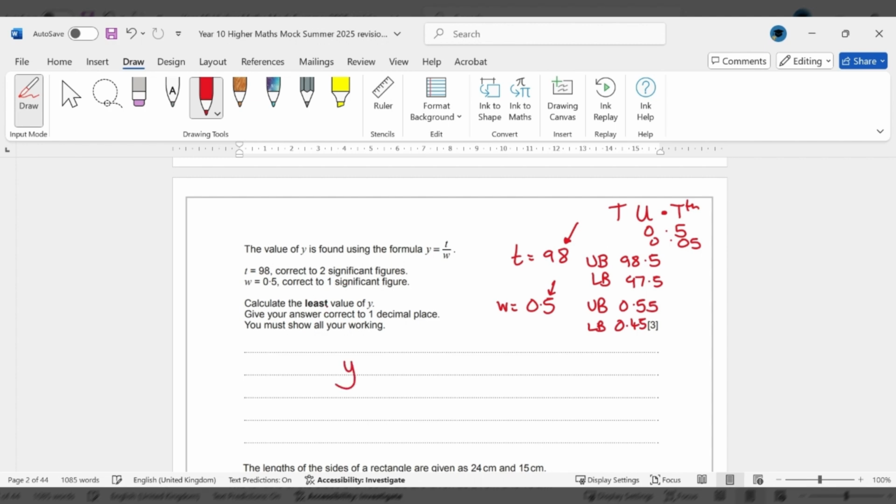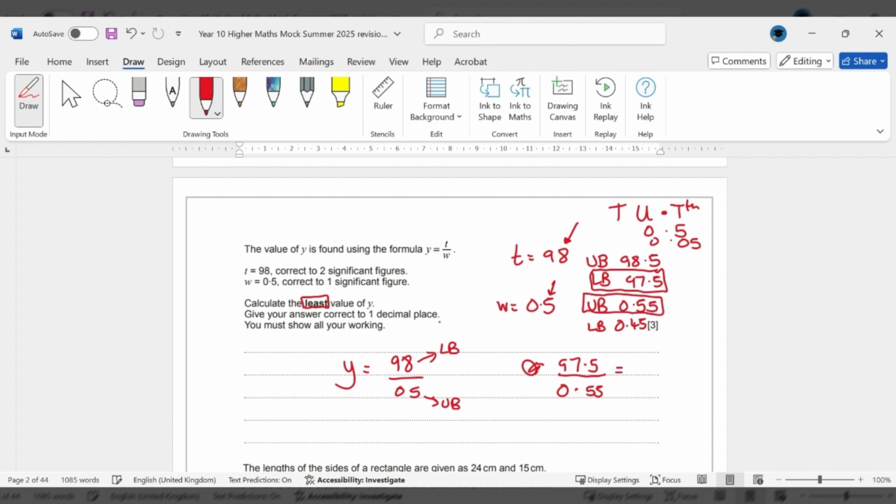It says now calculate y, but more importantly, the word in bold is the least value of y, the lowest y can be. So the lowest y could be, wouldn't be 98 divided by 0.5, right? t divided by w. To get it as low as possible, I'd want that to be at its lower bound and that to be at its upper bound. So we're going to use 97.5 for the top, that lower bound, and we're dividing by 0.55, which is the upper bound of that.